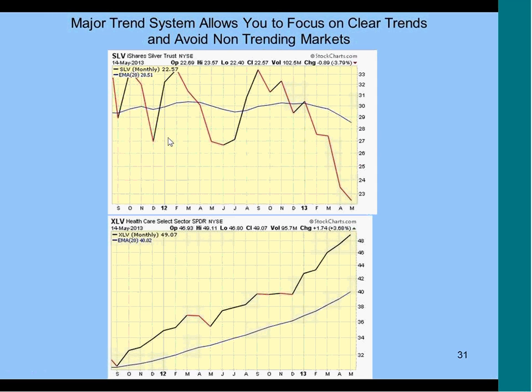But if you pull up the major trend system and you look at this 1-month price in relation to the 20-month EMA, you can see right away why even bother trying to trade the silver market with this kind of volatility when you could trade the healthcare sector instead with a very clear trend. So that's one of the advantages of pulling up the major trend system. You can see right away which markets are trending and which markets are not trending.